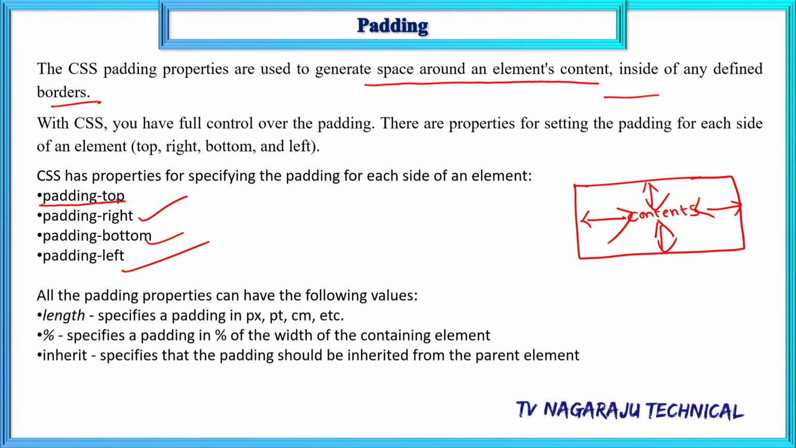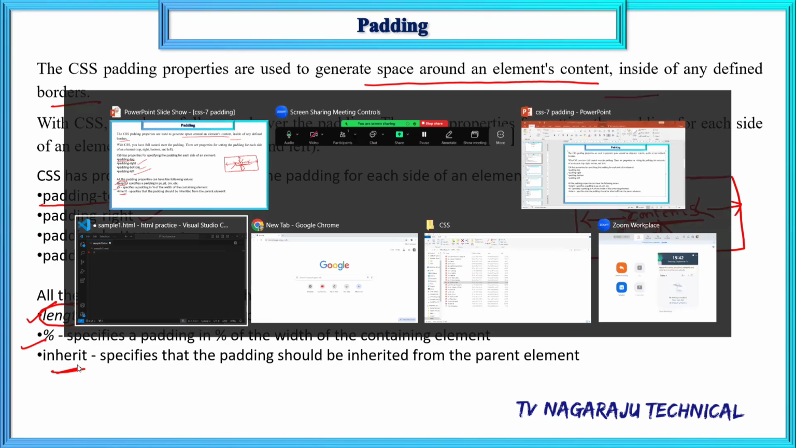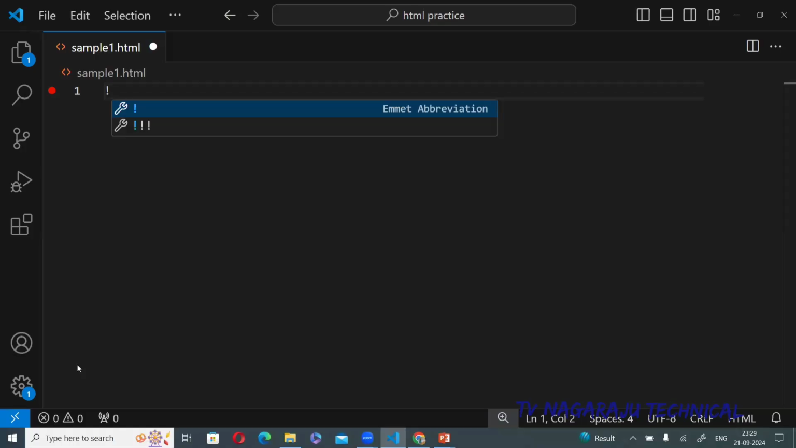Okay, anyway, what are the possible values? Length in pixels, points, centimeters, inches: how much amount of padding you require, that is specified by length. Percentage: this percentage specifies the padding in terms of percentage relative to the content. Inherit. We already discussed all these properties in outline and margin. Inherit means simply how much amount we require depends on the parent element. Okay. Anyway, we will discuss with one example, then you will get a complete idea.